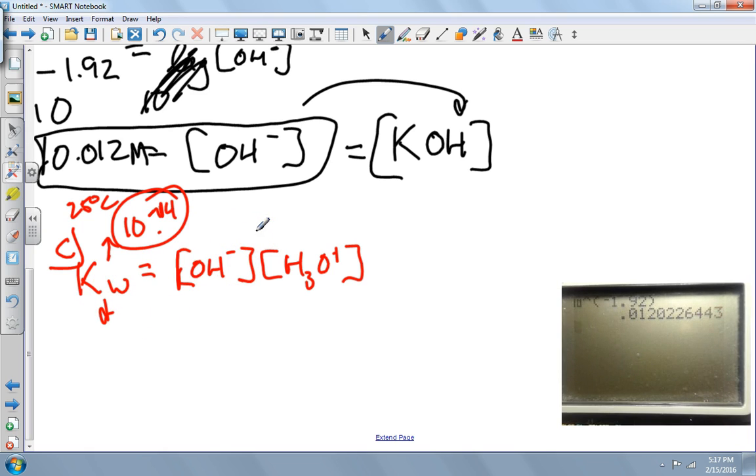Now, in this class, we don't consider changes in the temperature when we do our pH. We just assume that it's close enough to the 25 degrees C that we don't have to worry about that. But it's still important to realize the temperature does affect the pH slightly because it affects the equilibrium constant of water. Okay, so that's question 16.4.